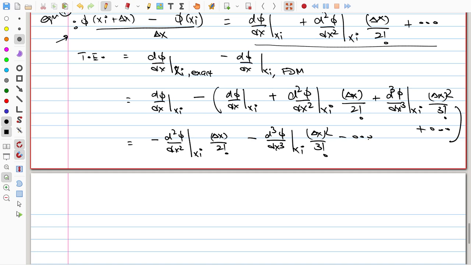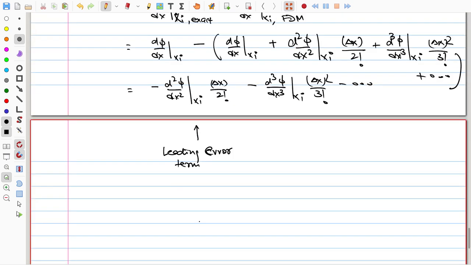Is that clear? Just mathematical work, nothing else. Now this first term that we have, we call it the leading error term. Remember we said that delta x is typically small. We are talking about situations where delta x is small. So let us say delta x was 0.01. So the order of the first term is 0.01, assuming that the order of the derivatives is some constant order.